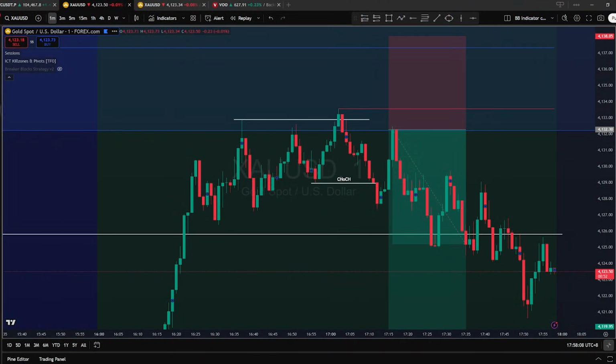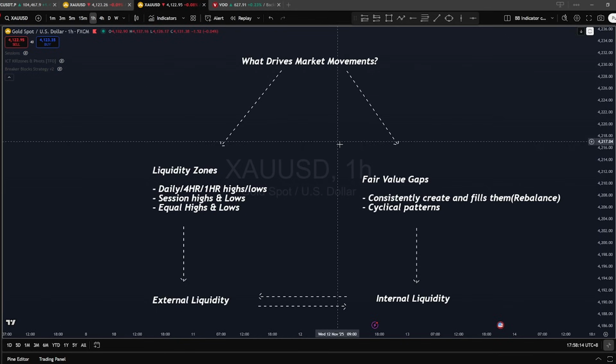Now, before we go into fair value gaps, you first need to understand how the market moves. So what drives market movements? Some of you may have heard this term: internal liquidity to external liquidity, IRL to ERL. Price moves from point A to point B. Now, what fuels that move? It's going to be two things. Write this down: liquidity zones and fair value gaps.